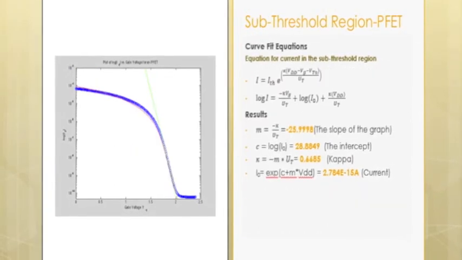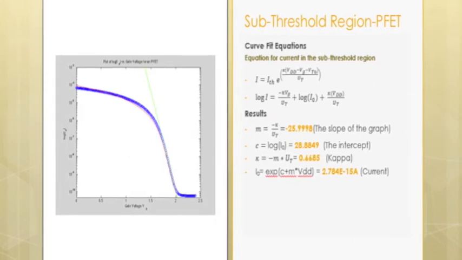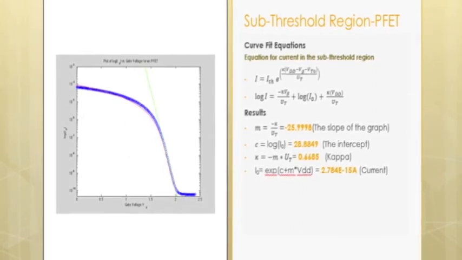This is the subthreshold graph for the PFET, where we extracted the data for I0 and the subthreshold kappa. Once again, we can see the diode leakage, but for the PFET it is near the right side of the graph.